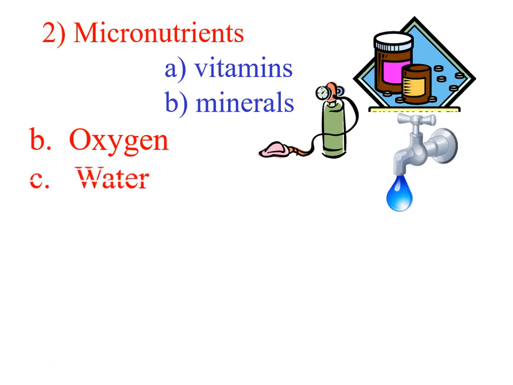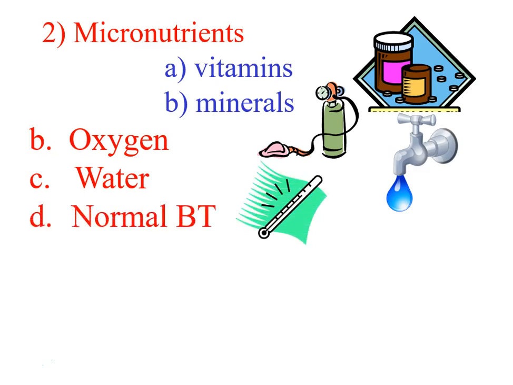Another essential need is water. You are mostly water. Water is a traveling substance. Water is a substance that makes solutions and gives off electrolytes. Water helps you to regulate temperature. Water is essential.